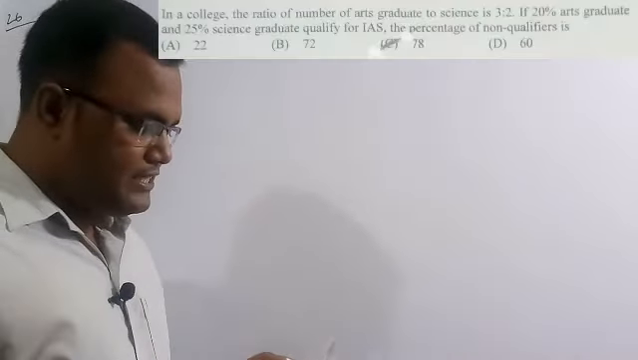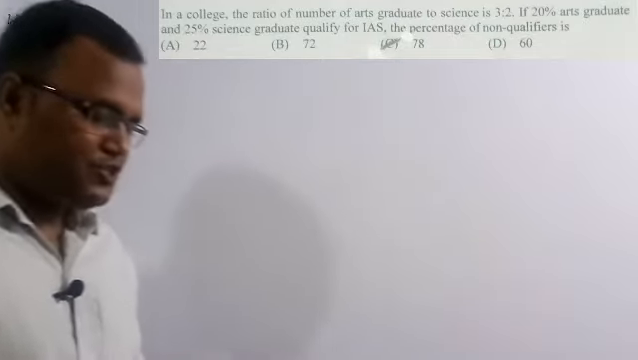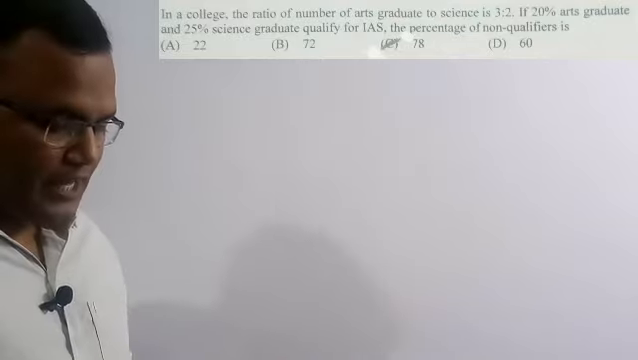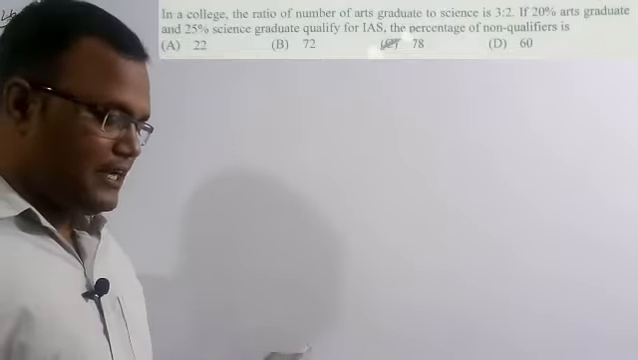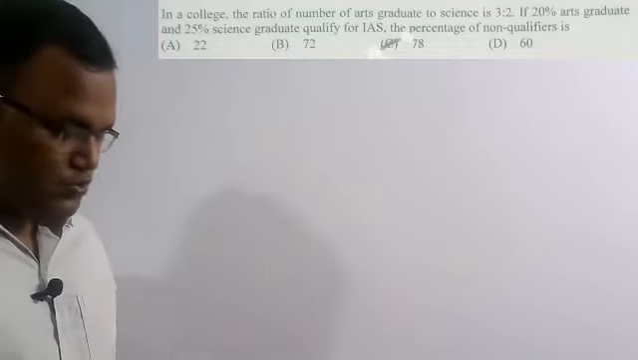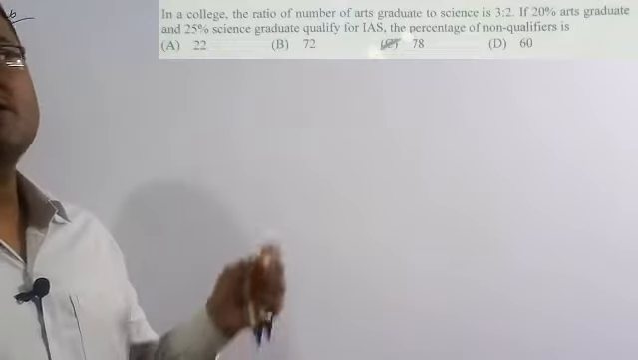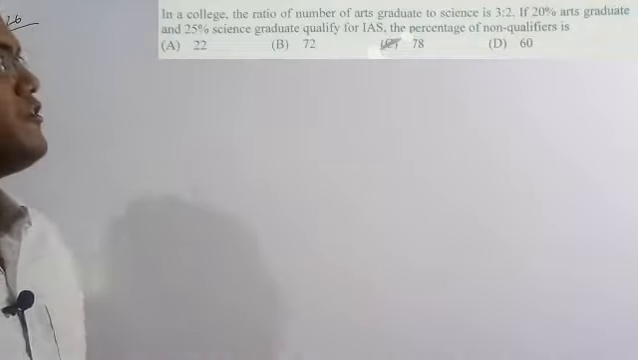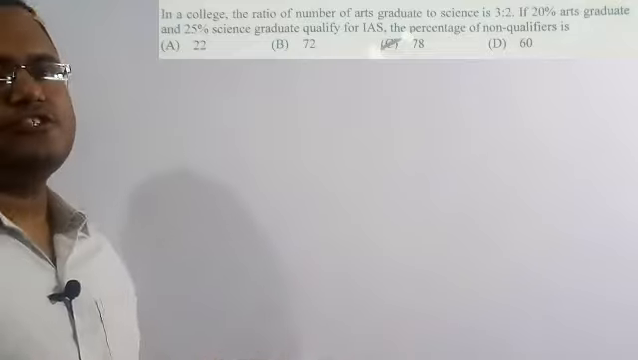Now we are going to solve the 26th question. See the question here. In a college, the ratio of arts graduates to science graduates is 3:2. If 20% of arts graduates and 25% of science graduates qualify for IAS, find the percentage of non-qualifiers. So the remaining non-qualifiers, how much is the percentage, we need to figure out. Out of the four options, option C, which is 78%, is the correct solution of this question. So let's solve this numerical.